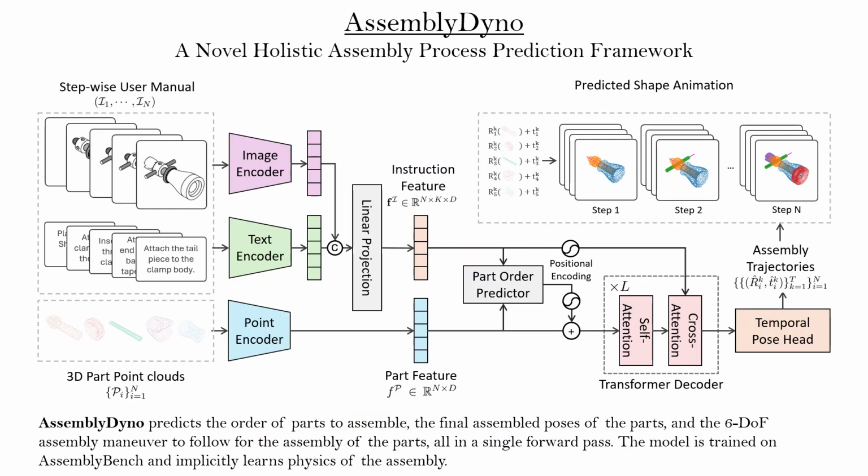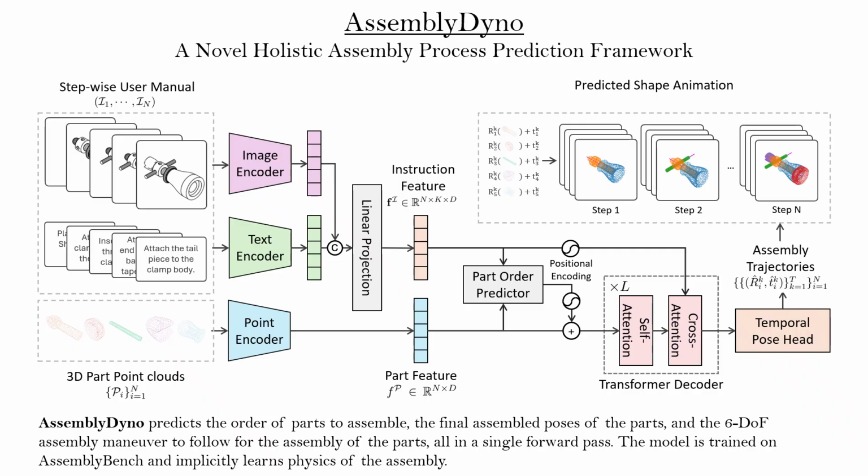To tackle the challenges posed by AssemblyBench, we introduce AssemblyDyno, a new transformer-based architecture designed to predict both the correct assembly order and the full 6 degree of freedom motion trajectories of every part. AssemblyDyno learns to align the stepwise instructions with the corresponding 3D point cloud parts using a powerful soft attention mechanism. This allows the model to understand which component each instruction refers to, and how that component must move, both in translation and rotation, to complete its assembly.